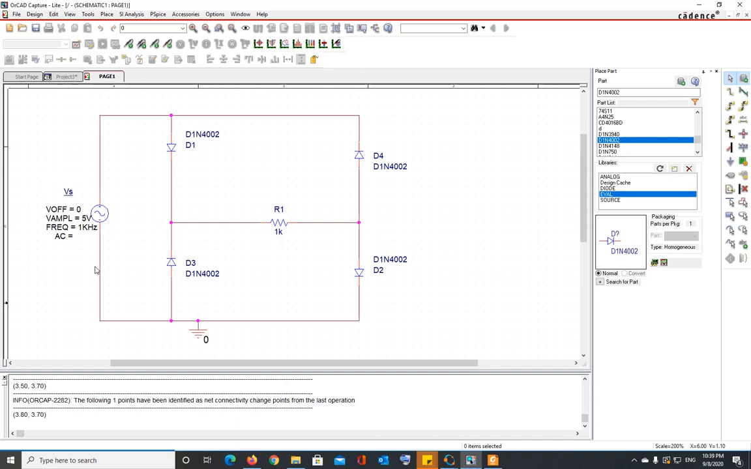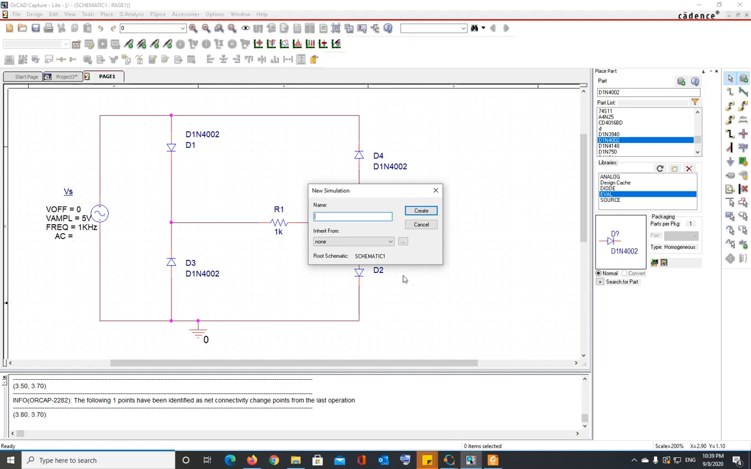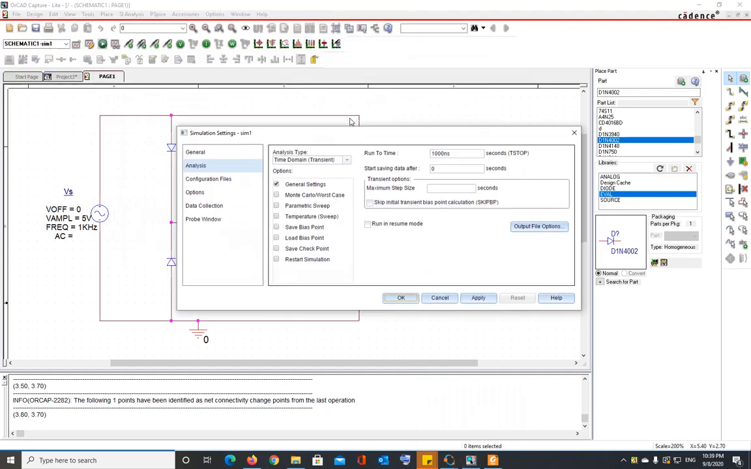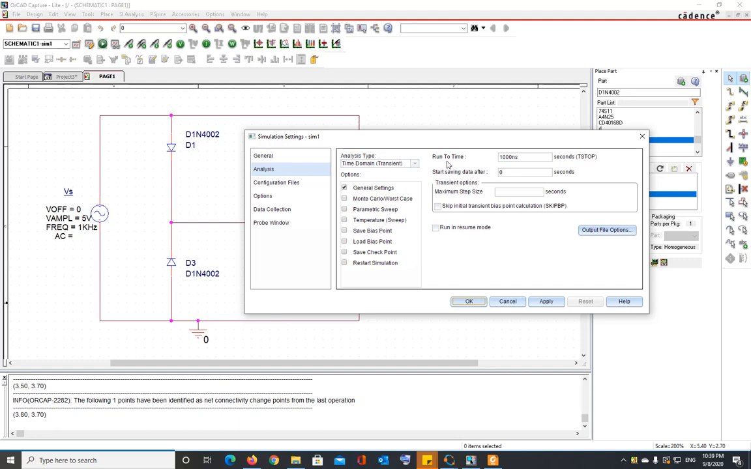Input is a sinusoidal waveform with 5 volt and 1 kilohertz frequency, and for the load I'm using a 1 kilo ohm resistor. So we are going to run this circuit with a transient analysis, because input is an AC waveform. So we're going to create a transient analysis. I'm going to go ahead and create a simulation. And now run to time.